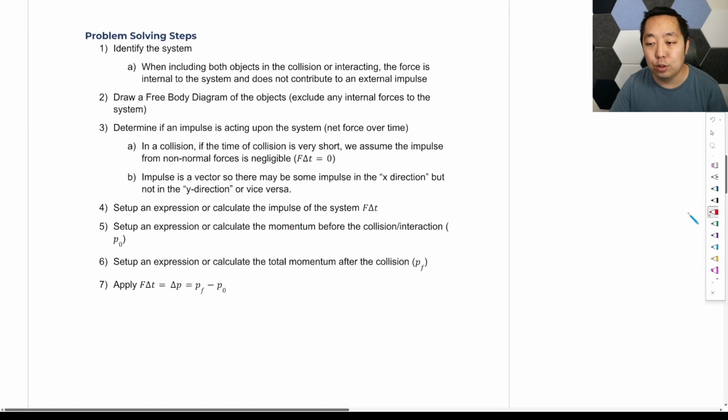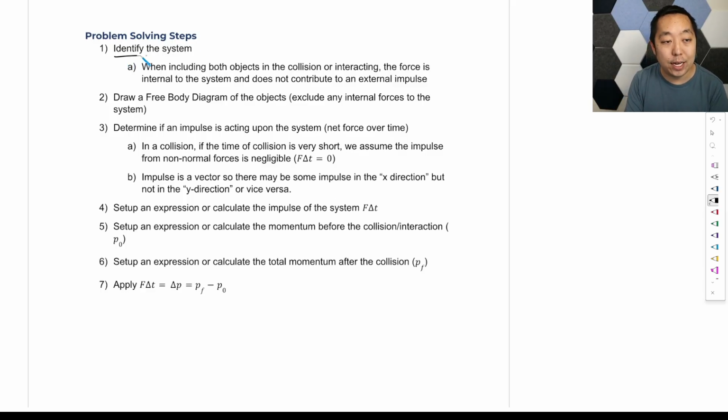So let's go through the problem-solving steps. Overall, you'll get a chance to practice it, but this is the main idea of what we're going to do, and then we'll go through some examples. First, we want to identify the system. When including both objects, if the force is internal to the system, it doesn't contribute to an external impulse. We draw a free body diagram of the objects. The first two steps are very similar to our work and energy approach. So we're going to identify the system.